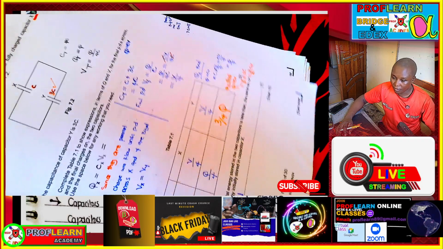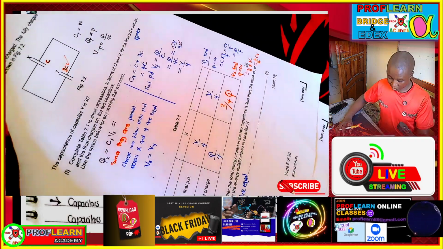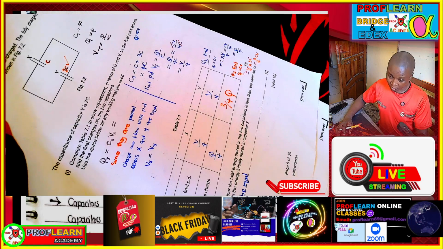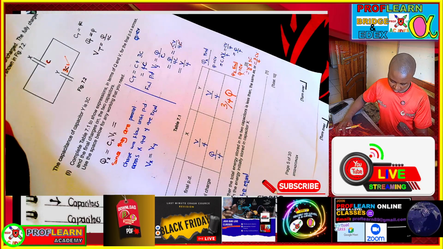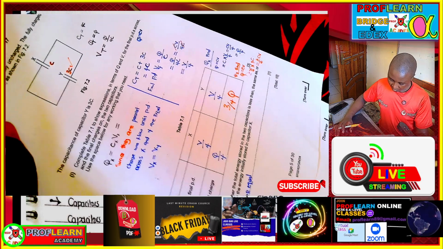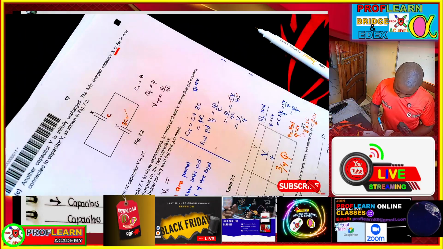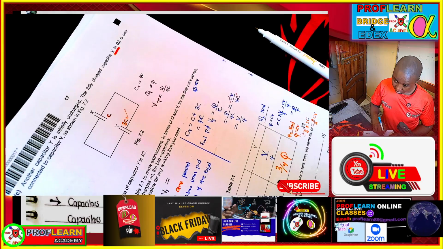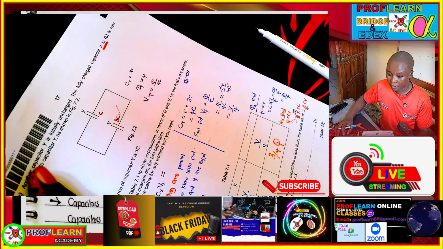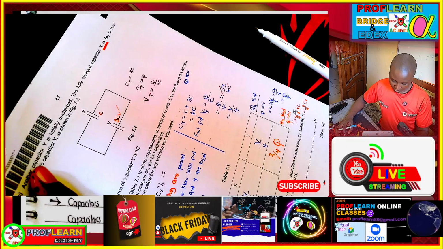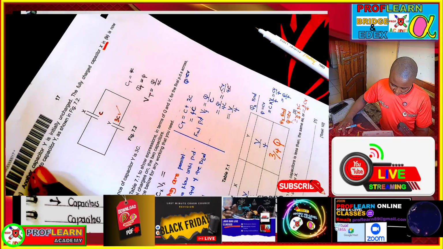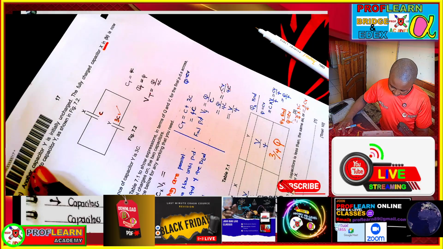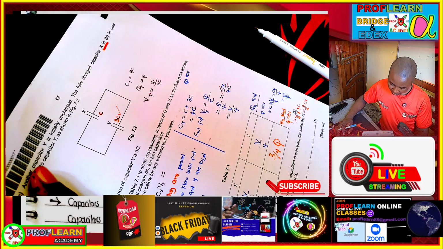All right, so moving on, we are going to look at the next question. I need to change this so that we can proceed. The next question is asking us to state whether the total energy stored in the two capacitors is less than, the same as, or greater than the energy initially stored in X.